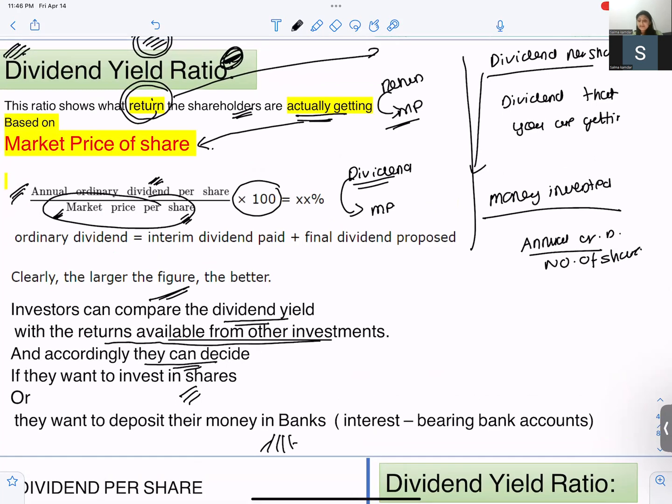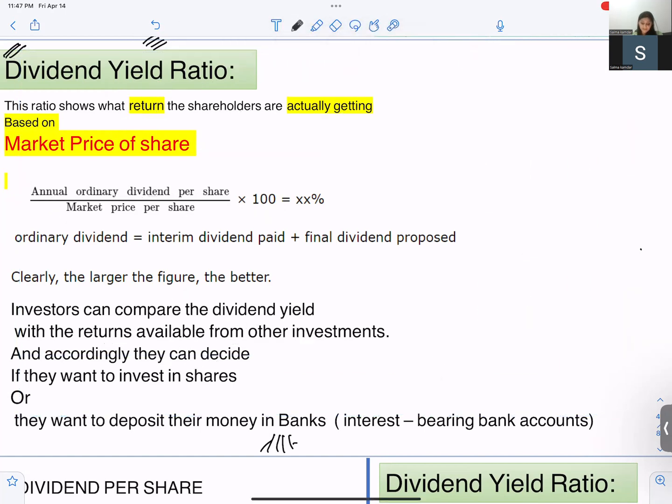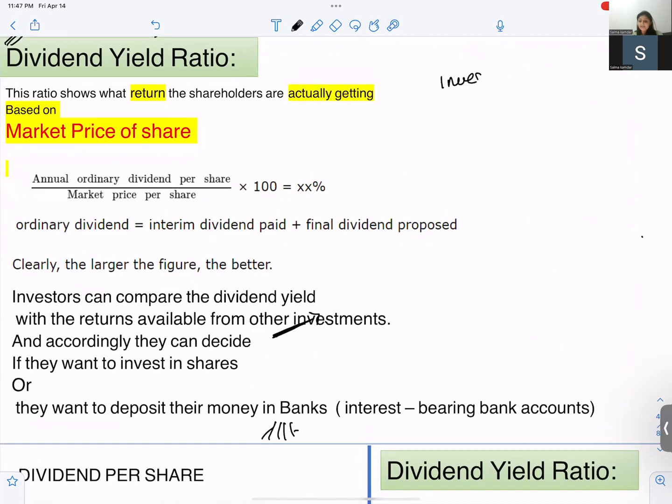Please remember, dividend per share is always expressed as cents per share, but the dividend yield ratio is expressed as a percentage of return that you are getting based on the money that you are investing in the market. You compare your dividend yield ratio with the returns that you get from other investments, and then you decide whether you want to invest the money in the company or not.